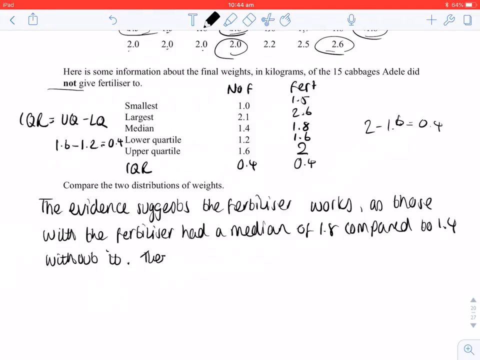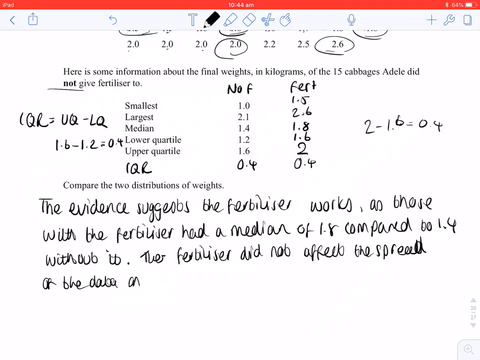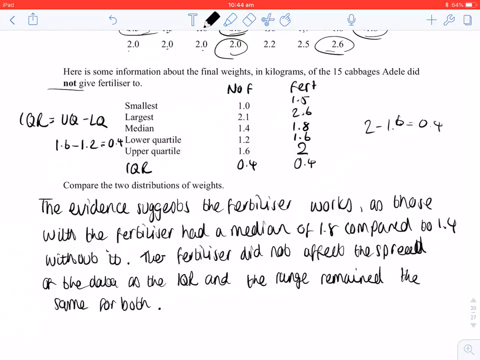The fertiliser did not affect the spread of the data, as the interquartile range and the range remained the same for both. So if you wanted to check there, the range is the difference between the smallest and the largest. So you've got 1.1 here, and you've got 1.1 here as well.